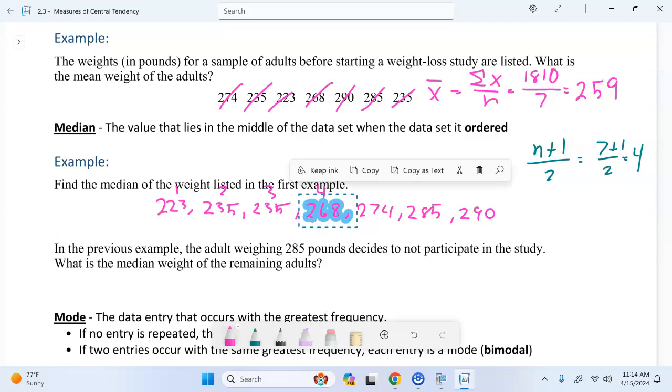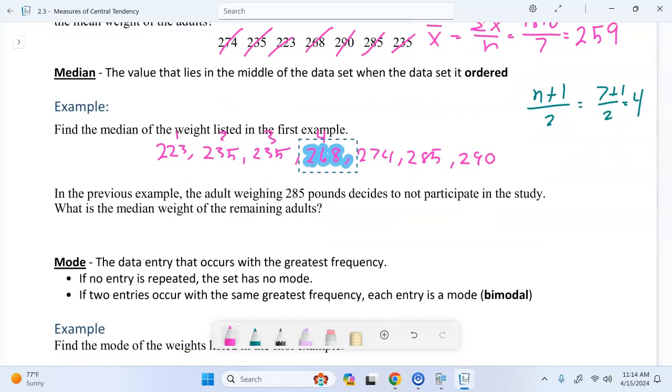It's very helpful when we have larger data sets. Instead of having to sit there and count and try to figure out where the middle is, we can quickly find where that midpoint is and just count to that value. Now, if we have our median, and one of the people in our sample changes their mind and decides they do not want to be part of the study.